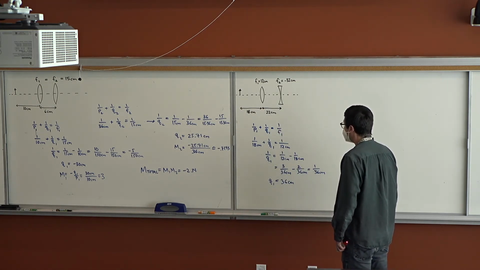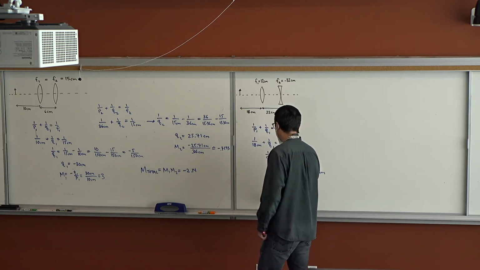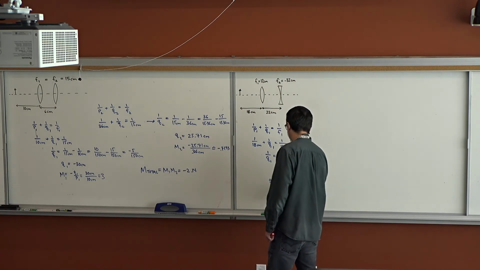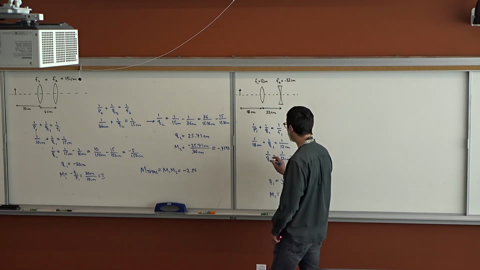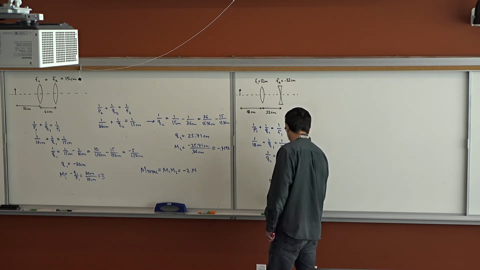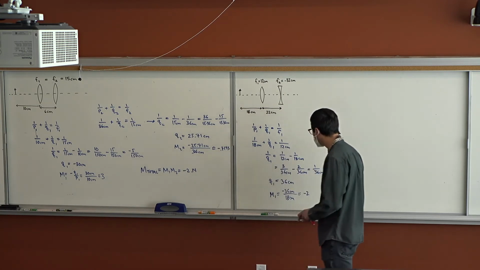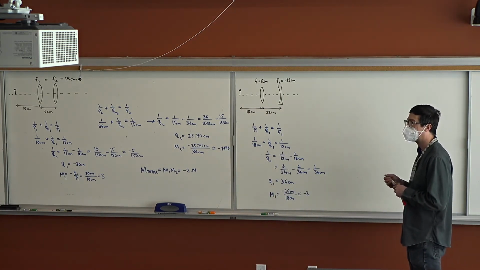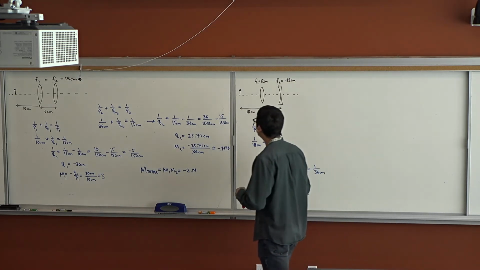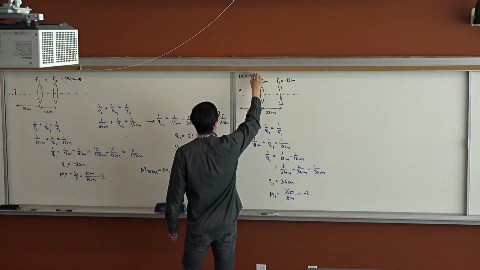Just so that we can stay ahead of the game, the magnification for this first lens is going to be minus 36 centimeters over the object distance, which was 18 centimeters, is minus 2. Why it's minus? Because remember that our equation is minus q over p.